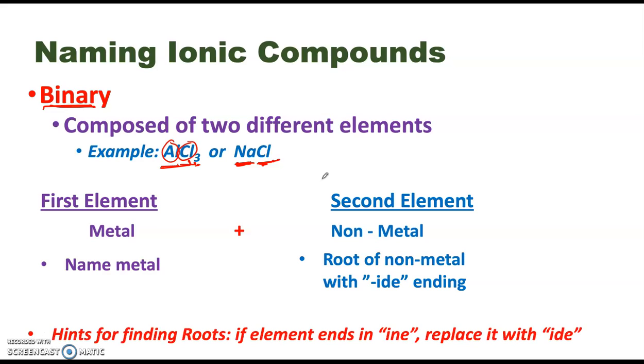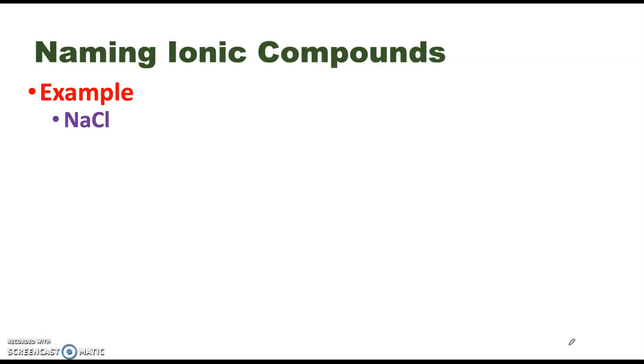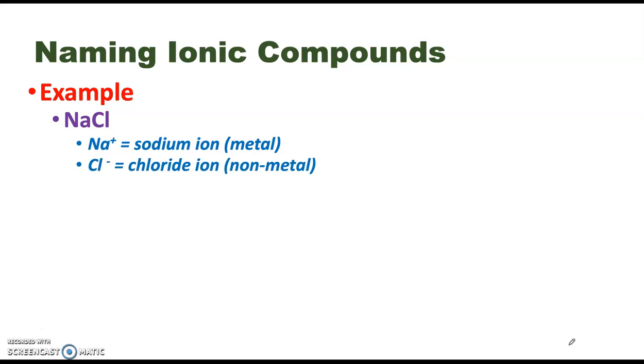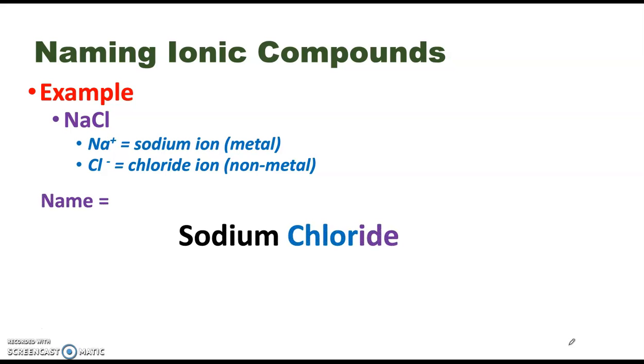Hints for finding the roots. Most of them are on your yellow sheet. I showed you those when we did covalent naming. If it's a halogen, if it ends in INE, you just replace the N with a D. So the INE, chlorine, turns into chloride. So an example, NaCl. Na plus is sodium ion, it's the metal. The Cl minus is the chloride ion, it's a non-metal. So what you do is you write sodium chloride.